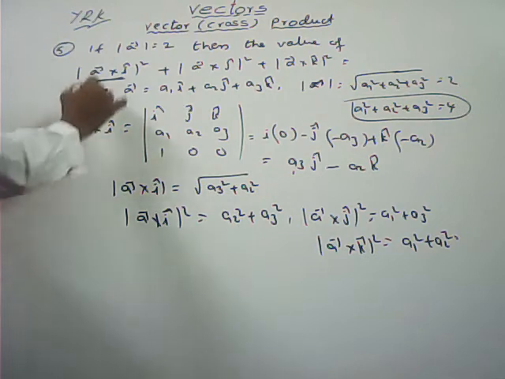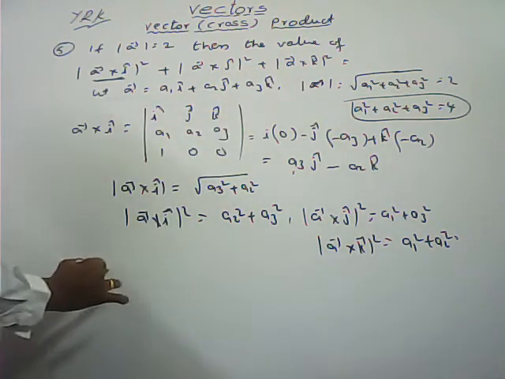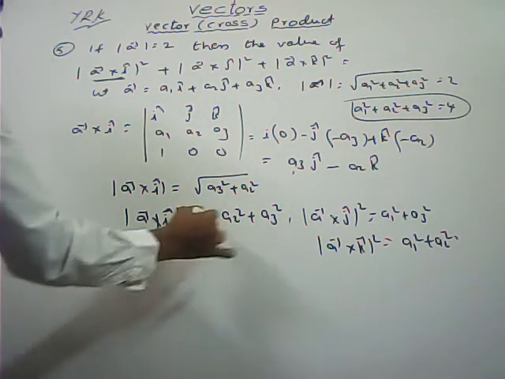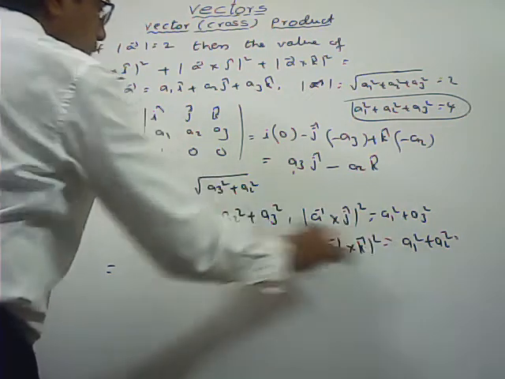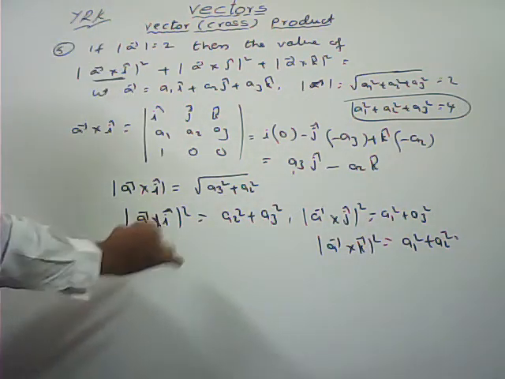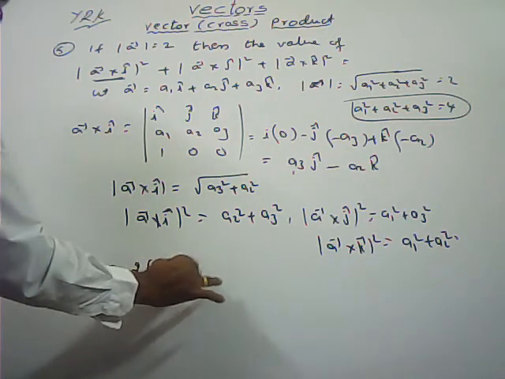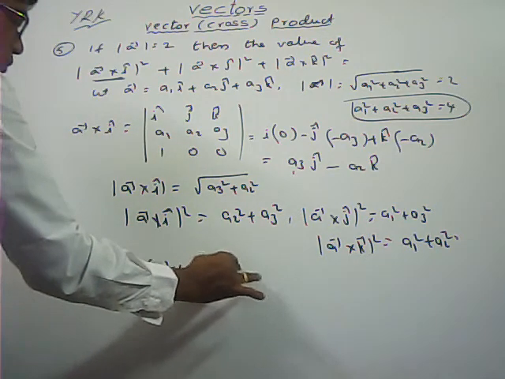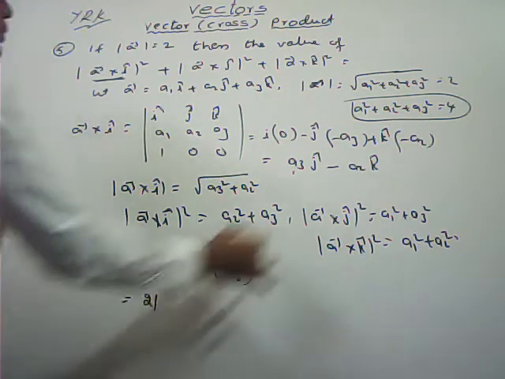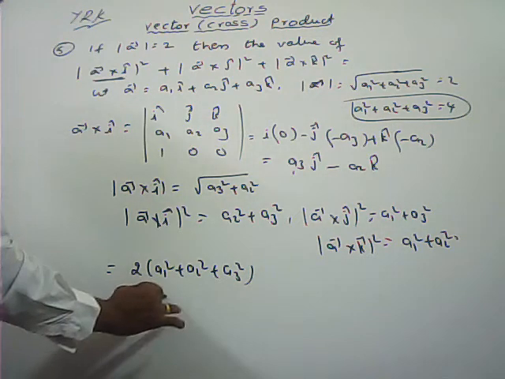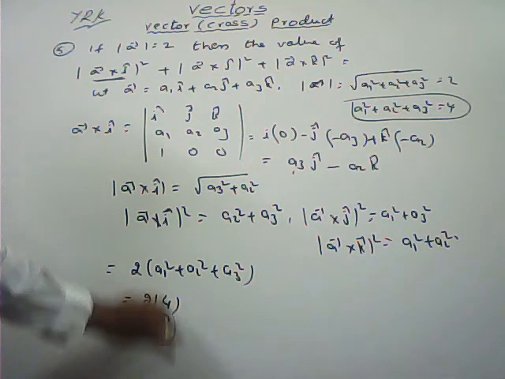Now the sum of these three: every term is repeated twice, so 2 into a1 square plus a2 square plus a3 square, that is equal to 2 into, here we already got that value, 4, so that is 8.